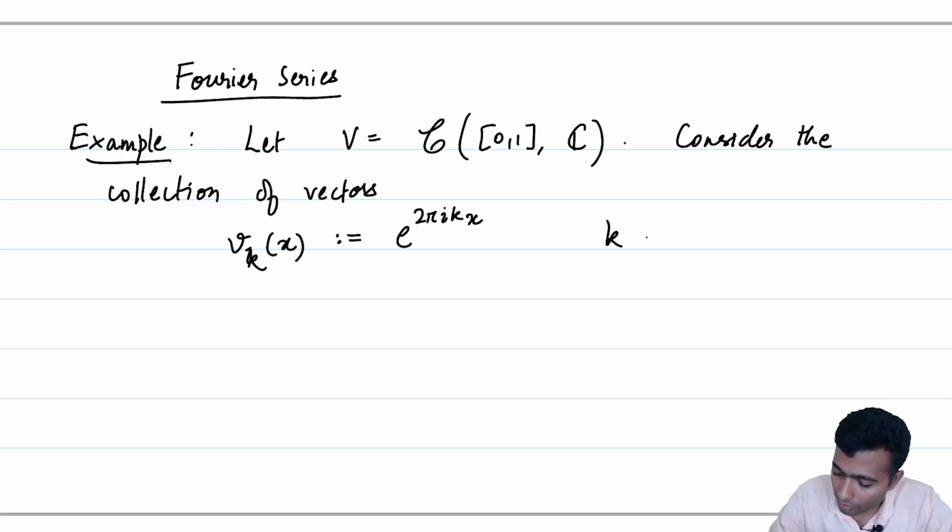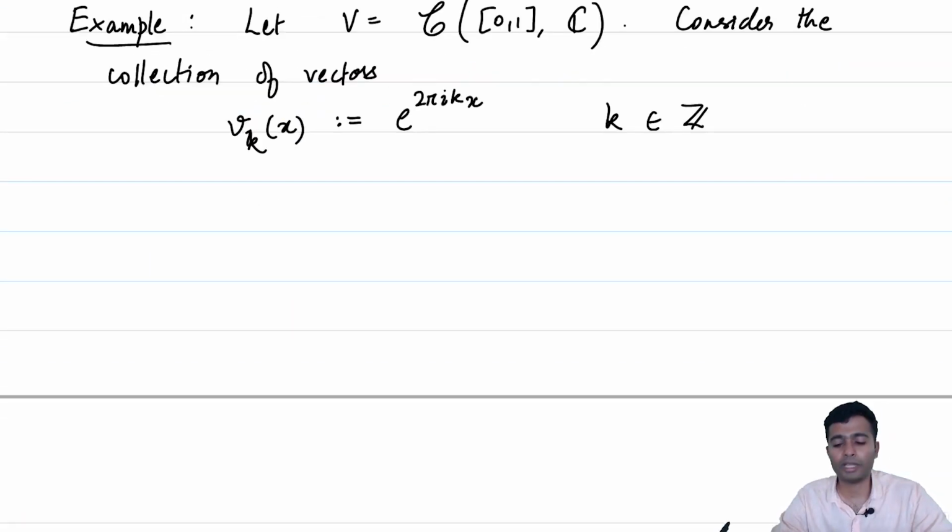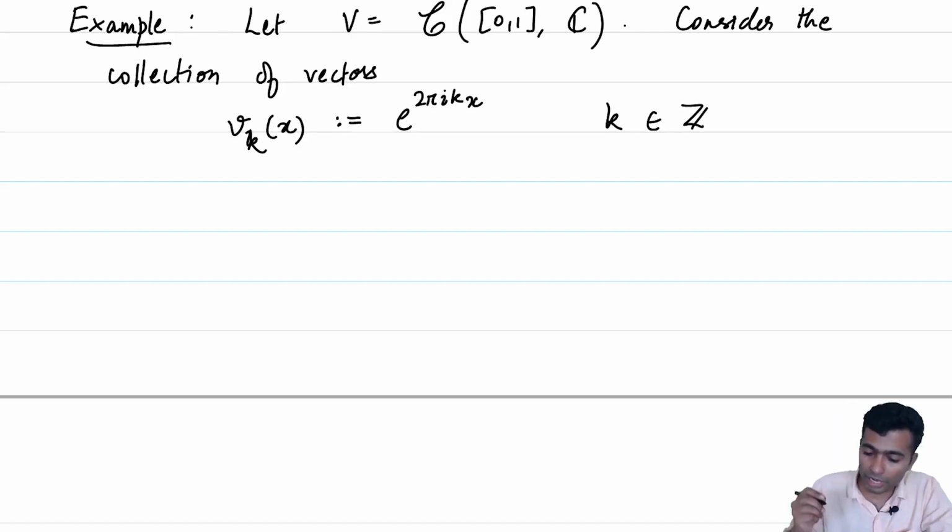And this is being done for each integer. So not just positive numbers, not just natural numbers. For k equal to 0, for k equal to minus 6, minus 10, for all such integers, we are defining vk of x to be e to the power 2 pi i k x. So let's see what are the properties of this collection of vectors vk of x. And what is the inner product? Okay, so let us consider the inner product.